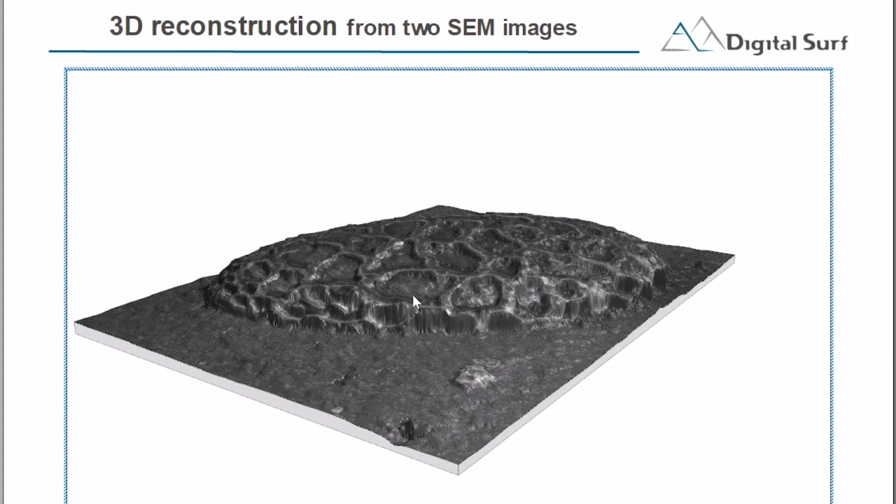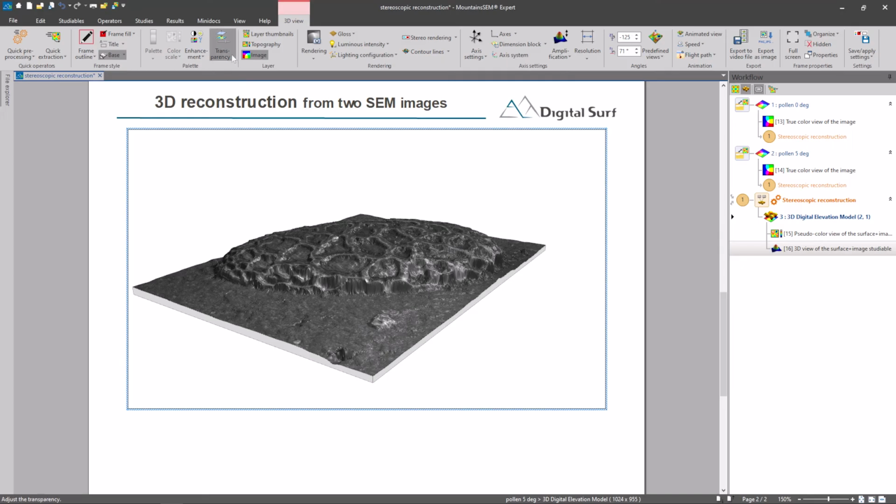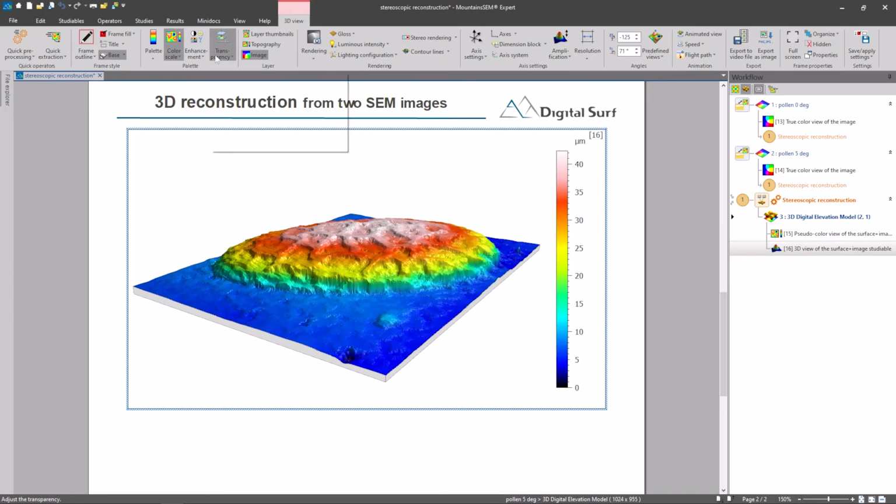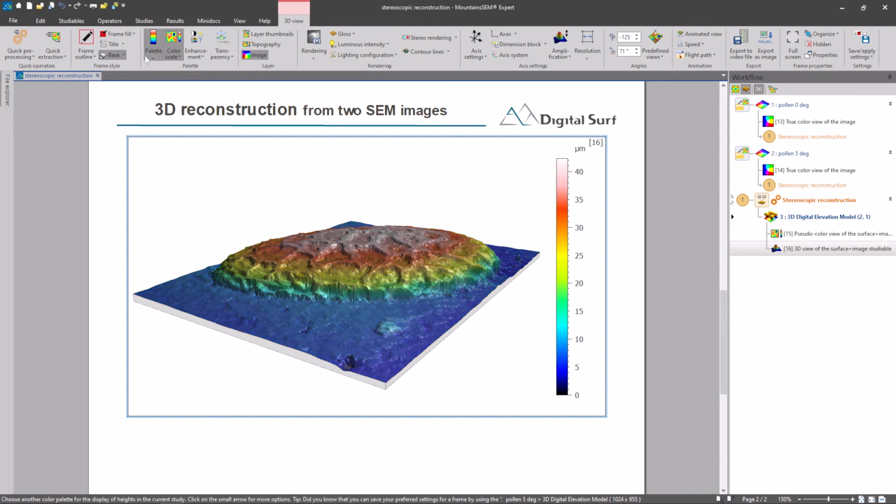You can make the 3D model look more natural by adding a bit of color. First, you need to define a reasonable level of transparency, for example 40%. Then choose whichever color palette suits your needs.